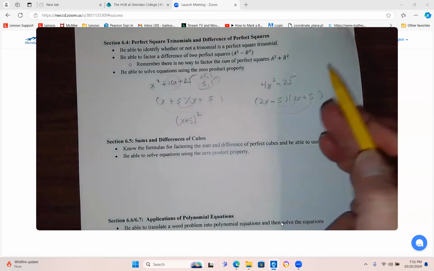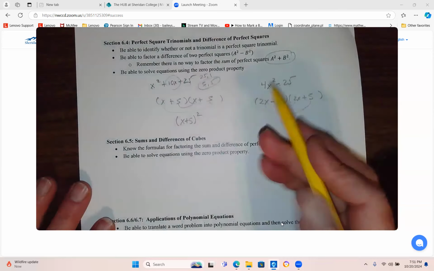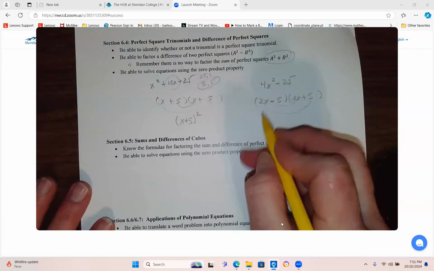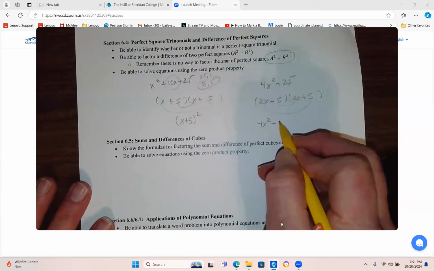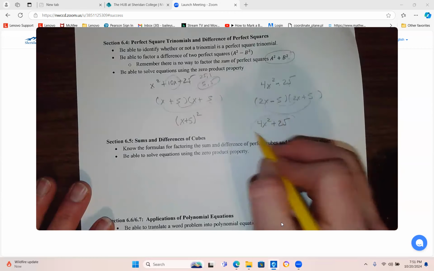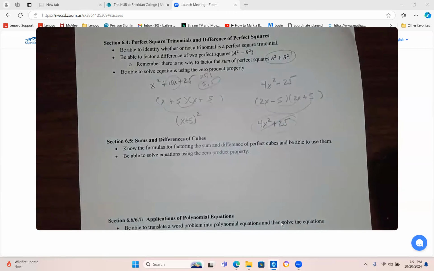It's important to also realize that that is not factorable. So if I had 4x squared plus 25, that one cannot be done. It's got to be a difference of 2 squares, not a sum of 2 squares.